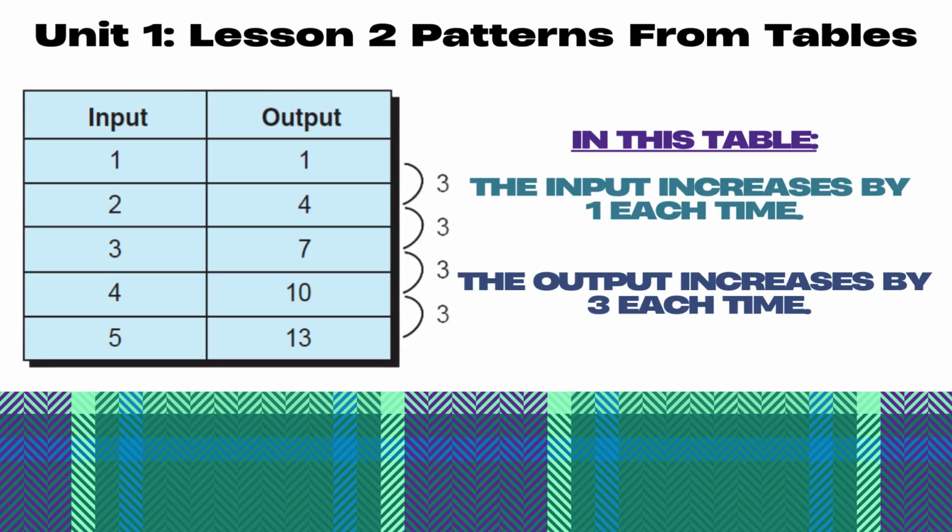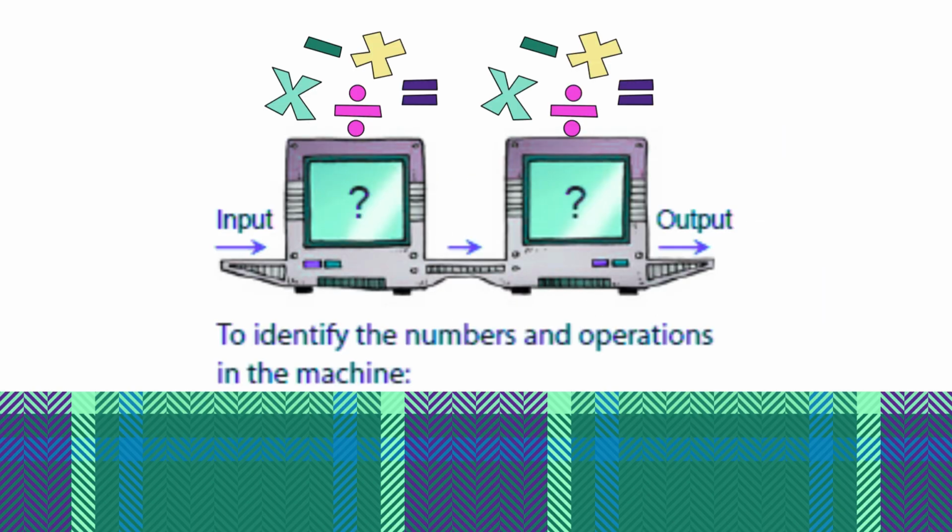Let's look at our first example. In this input-output table, we can see that the input pattern rule is that it starts at the number 1 and increases by 1 each time. The output pattern rule is showing that it starts at 1 and increases by 3 each time. Now, let's think of these tables as machines with operations. These machines take your input and do something to it and give you an output. You want to think about what operation or operations are being done to find the output.